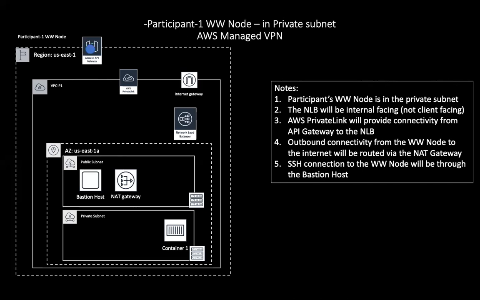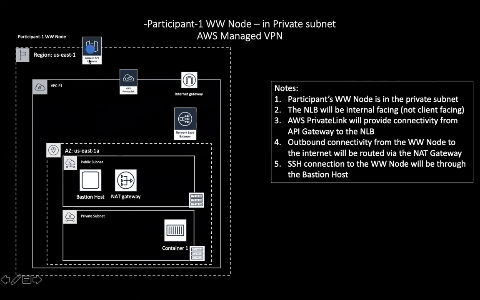Okay, fine. So then what I also have is a network load balancer. When you set up a network load balancer, you can set it up in one of two ways, either client facing or internet facing, or as an internal network load balancer. Here, I have set up this network load balancer as an internal load balancer, which means that you cannot access this network load balancer from the internet. Okay, it is not client facing.